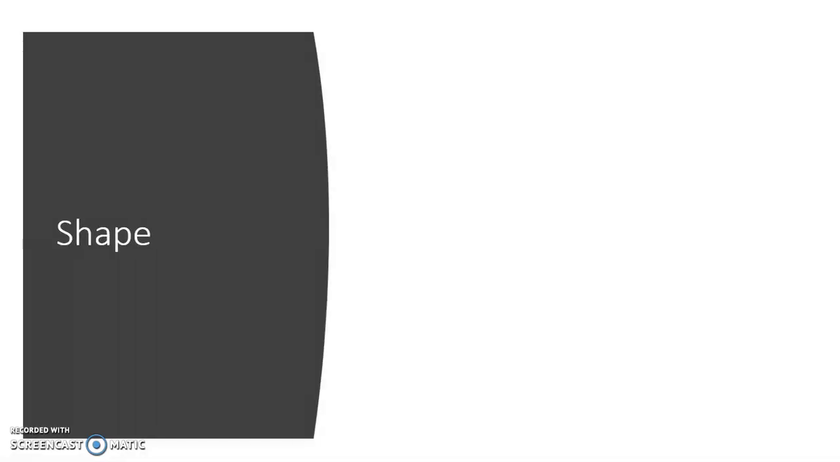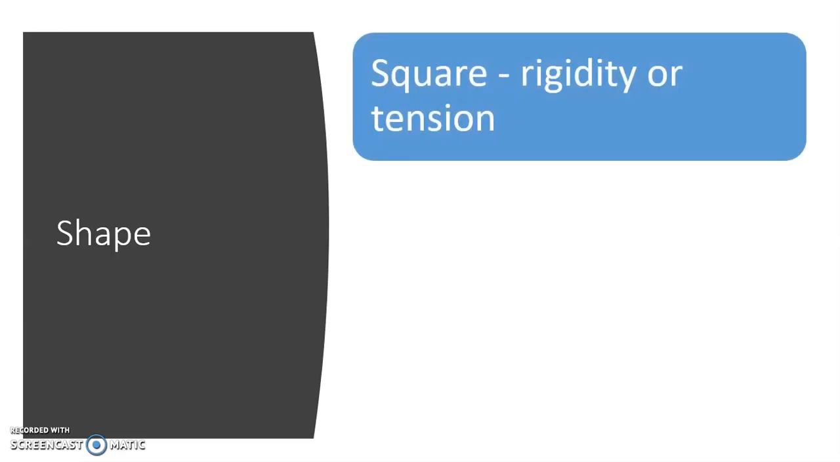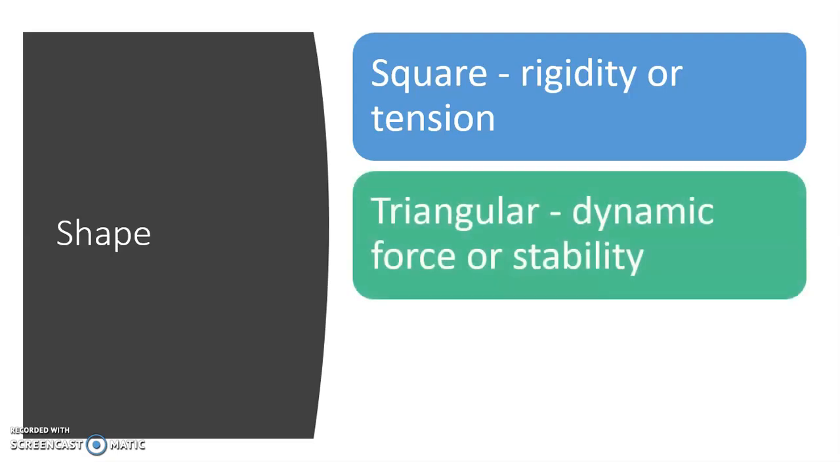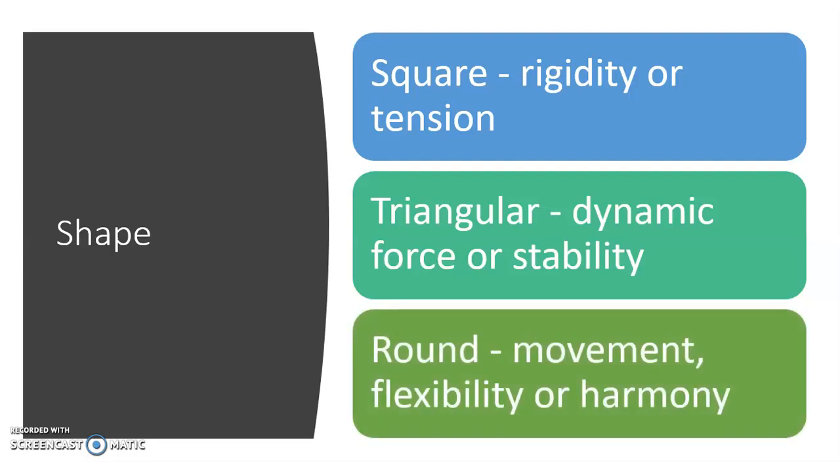Something else you would look at is shape. Square shapes tend to show rigidity or tension. Triangular shapes tend to show dynamic force or stability. Round shapes tend to show movement, flexibility, or harmony. Again, tend to, not always, tend to. So when you're analyzing, you start with that and then you check and see if the film that you're looking at fits in with that, or is the artist breaking the rules.